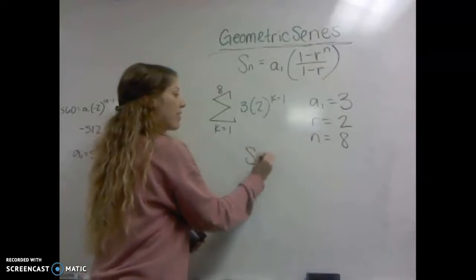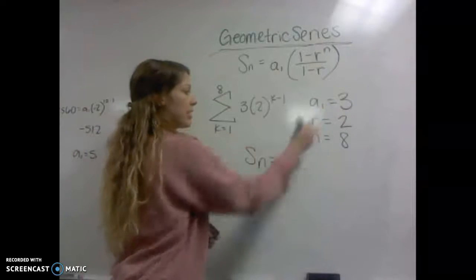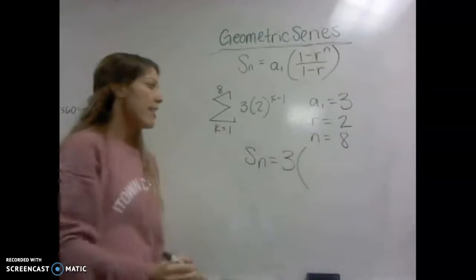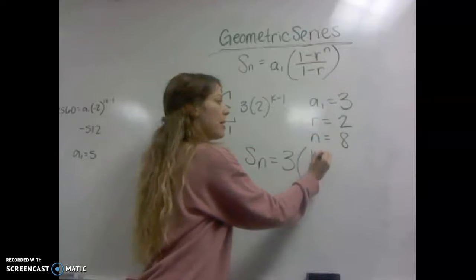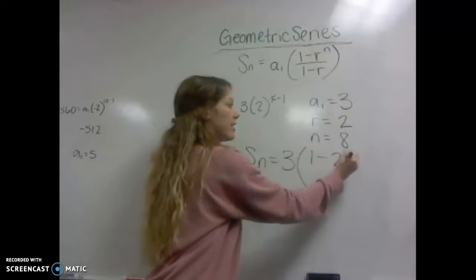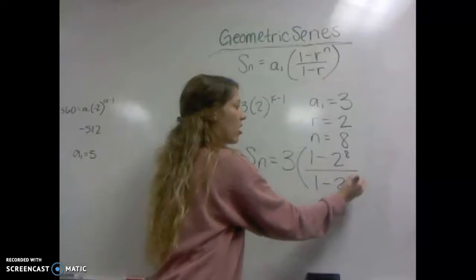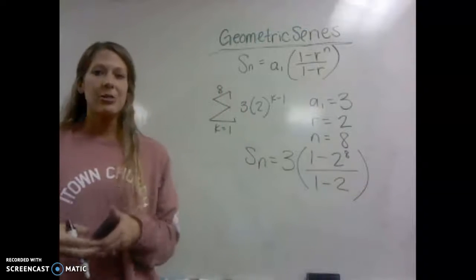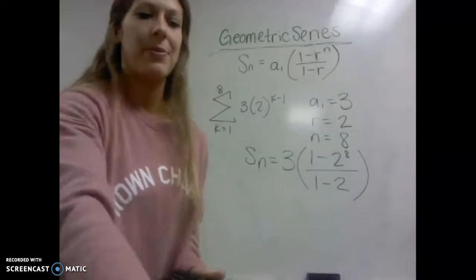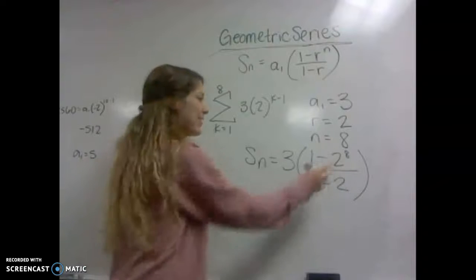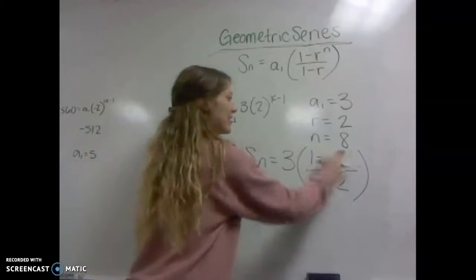So we've got the first term comes first, and it's 3. And then in the numerator, we have 1 minus r to the nth power. And on bottom, we have 1 minus r. So we have 1 minus 2 to the 8th over 1 minus 2. All right, so we get 2 to the 8th power is 256.